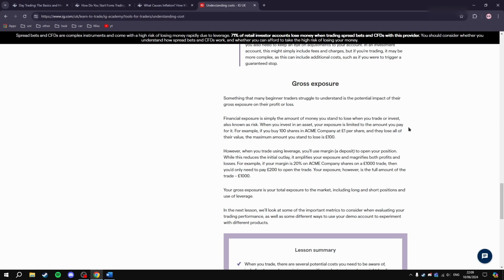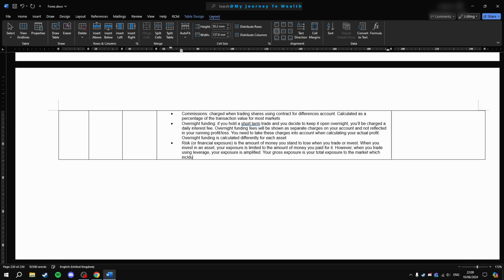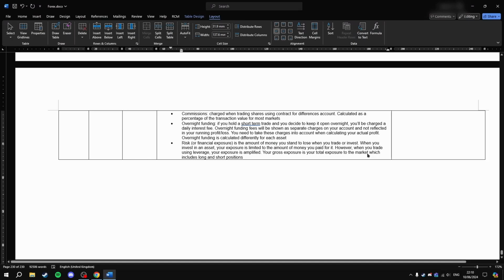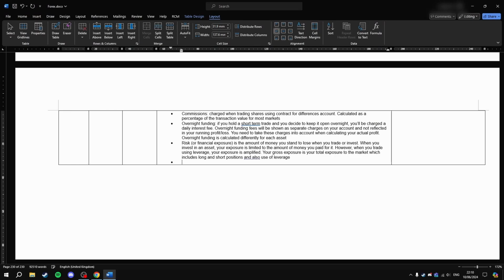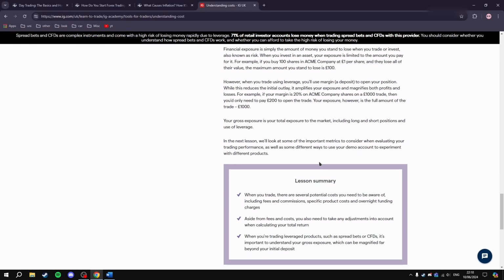Yep. So your gross exposure is total exposure to the market, including long and short positions and use of leverage. In the next lesson, we'll look at some of the important metrics to consider when evaluating your trading performance, as well as some different ways to use a demo account when experimenting with different products.